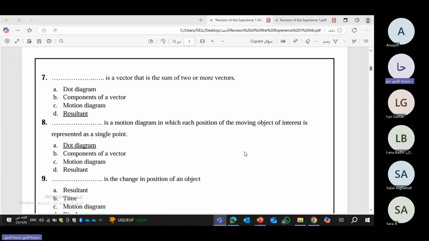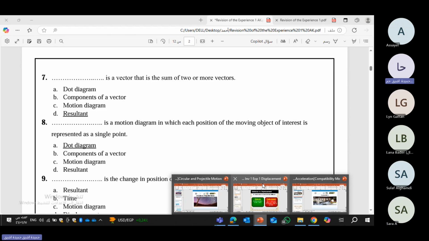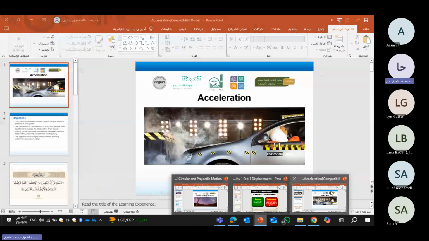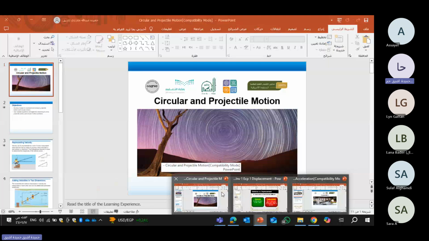We have all three worksheets, and of course you have to study from the book first, and secondly the worksheet. So only the 12-page worksheet and the book? Yes, only that. You have only 3 lessons. As I told you in the beginning of the session, you have displacement and acceleration, and circular and projectile motion. So you have 3 lessons.